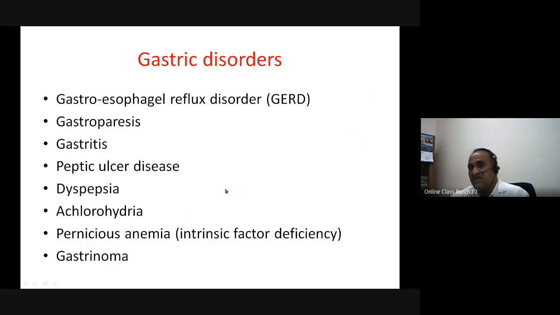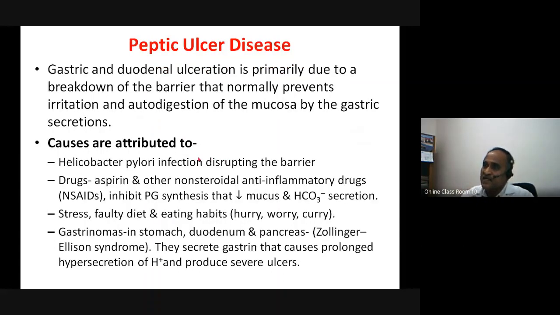So gastrinomas are a condition of acid secreting tumors in the duodenum, stomach, and small intestine. Now, I will only deal with the peptic ulcer disease here, where gastric and duodenal ulceration is primarily due to breakdown of the barrier. This barrier is provided by the mucus and the bicarbonate secretion. There is always a balance between the acid pepsin and the mucus. The mucus is trying to prevent the digestion by the acid pepsin.